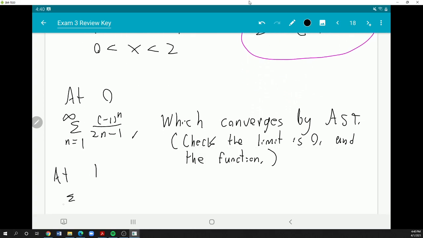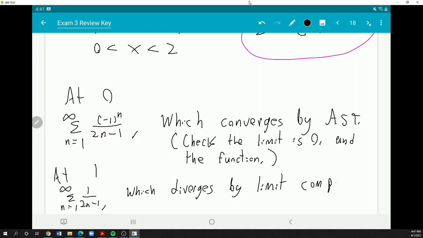At 1, we have the sum from n equals 1 to infinity of 1 over 2n minus 1, which diverges by the limit comparison test, if I compare it to a series which diverges, 1 over n. The limit of 1 over 2n minus 1 over 1 over n would be equal to 1/2.